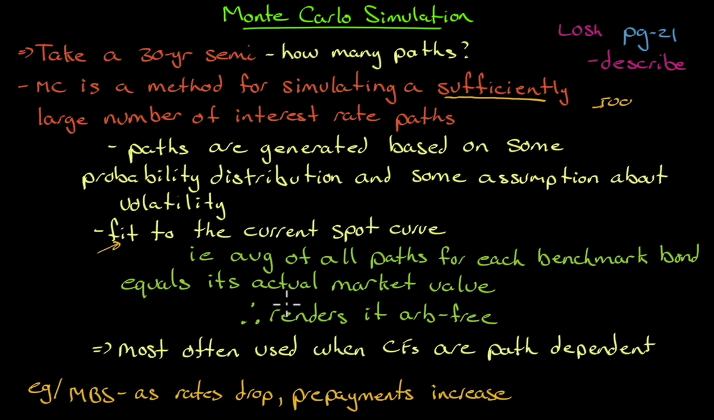When do we use this? Well, when you have a bond with far too many paths, number one, but more often you'll use it when cash flows are path dependent. And that's why we need some probability distribution and some assumption about volatility. What's the most path-dependent thing we can think of? Anything where the cash flows of the bond change depending on where the interest rates are. The most common ones that do this are mortgage-backed securities. As interest rates drop, prepayments increase.